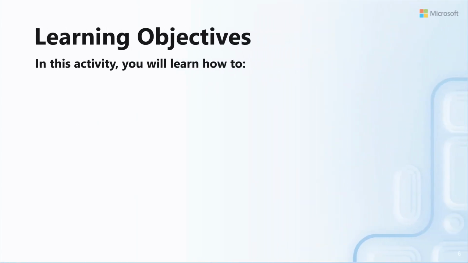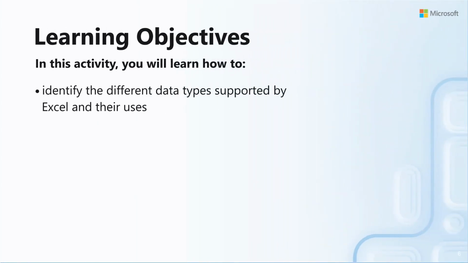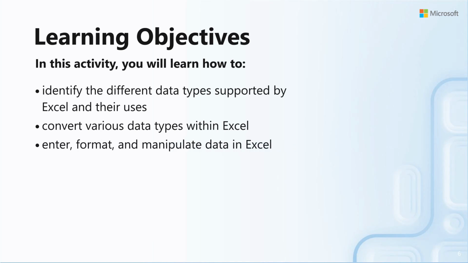By the end of this activity, you will be able to identify and understand the different data types supported by Excel and their specific uses. You'll gain the ability to convert between various data types, enter and format data, and manipulate it for better organization and analysis. Additionally, you'll learn how to utilize Copilot to streamline and automate data handling tasks, enhancing your overall efficiency.